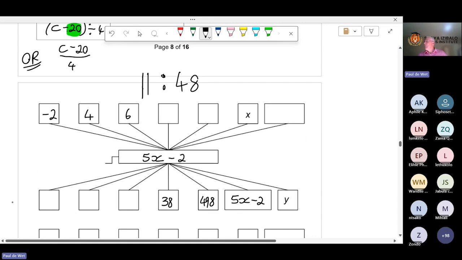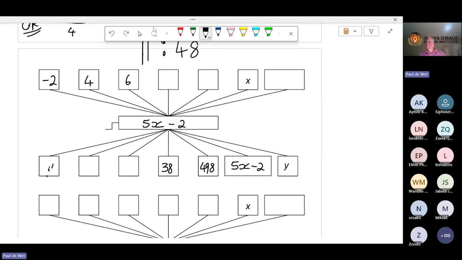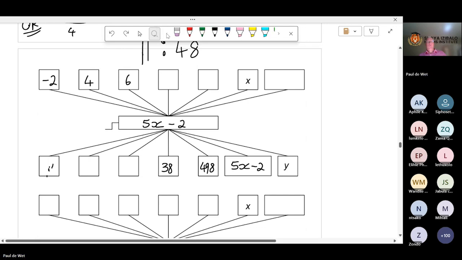Someone's asked about page 14 and 15. That's just blank pages in case I needed to explain anything to you, if we needed some more space. All right. Who can tell me what my answer is going to be if I put -2 into this machine? So now I need to do some integer work here. 5 times -2 would be -10. Take away 2, -12.